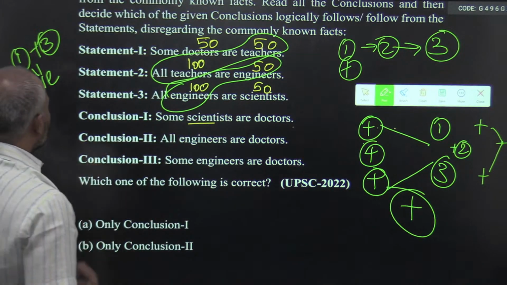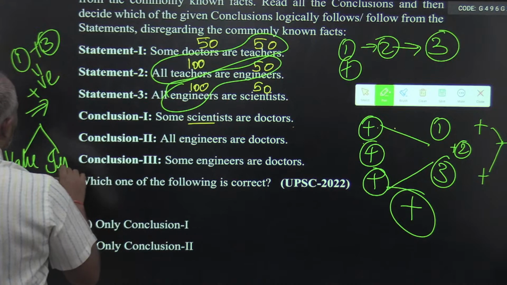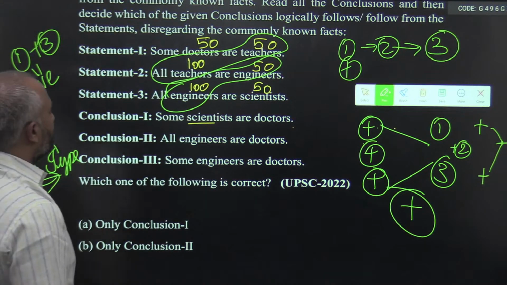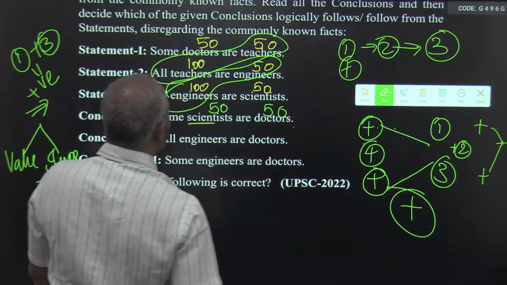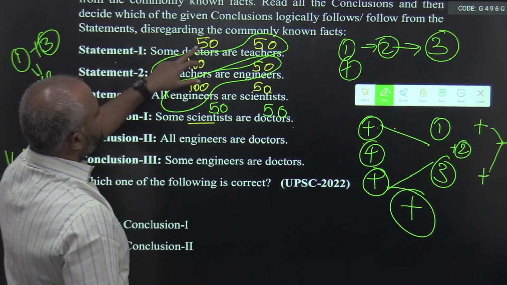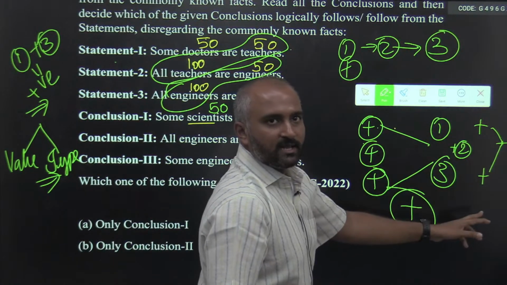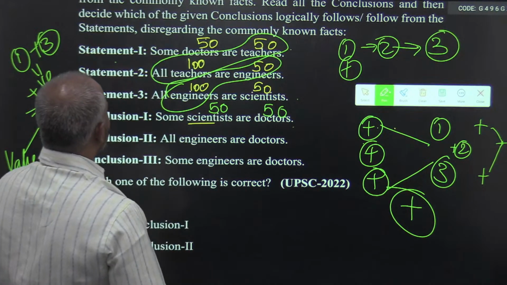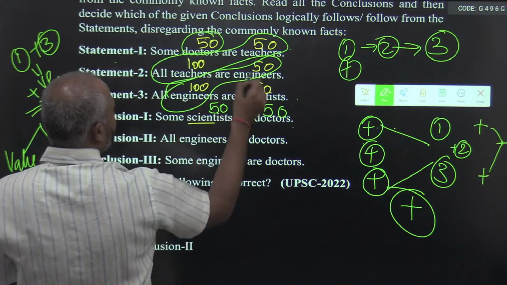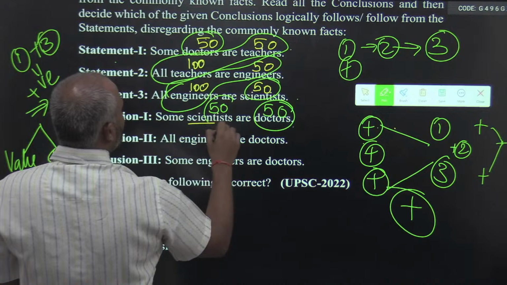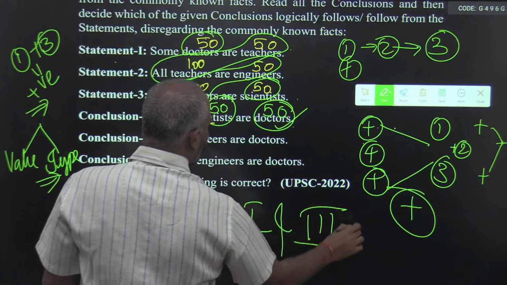So any conclusion is of just two cases. You check their value and you check their type. Now some scientists are doctors, so it is 50 and 50. Conclusion 1, 50 and 50. So what is the relation? From 1 and 3 it has to be a positive relation. So doctor is 50, scientist is 50. You see, 50 can become 50, yes. So conclusion 1 and conclusion 3 are valid.